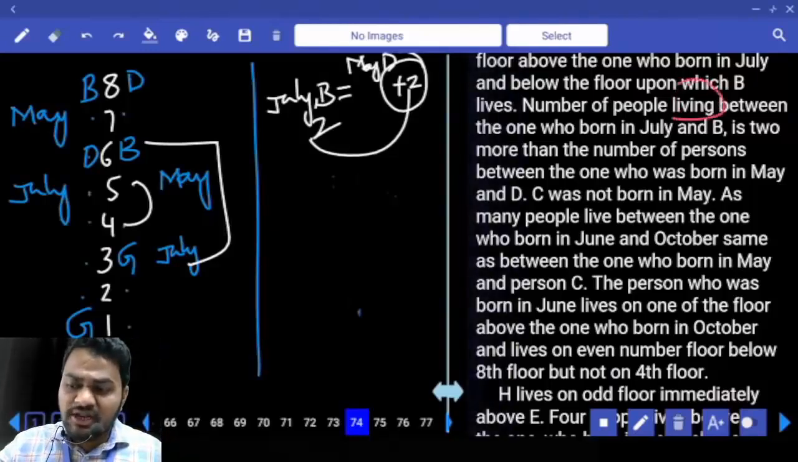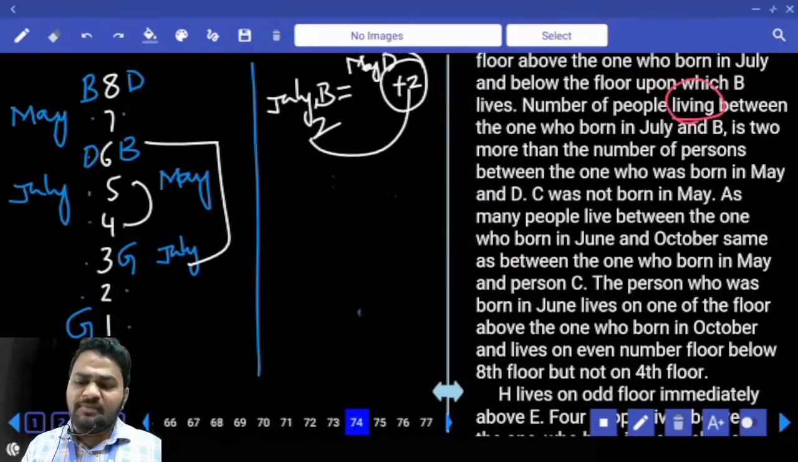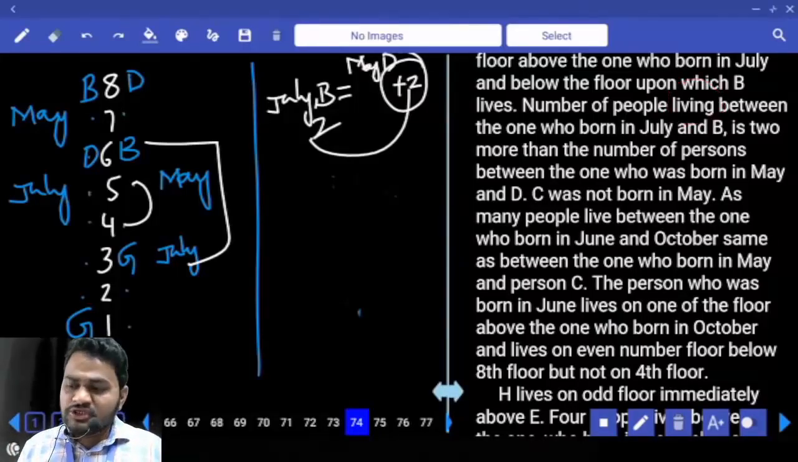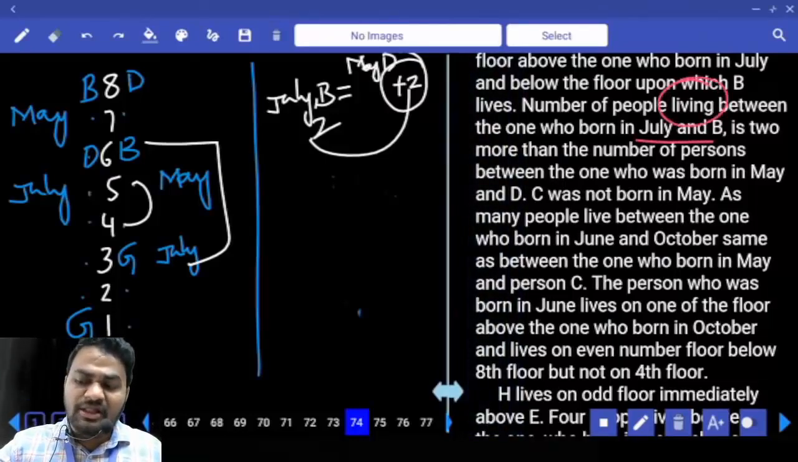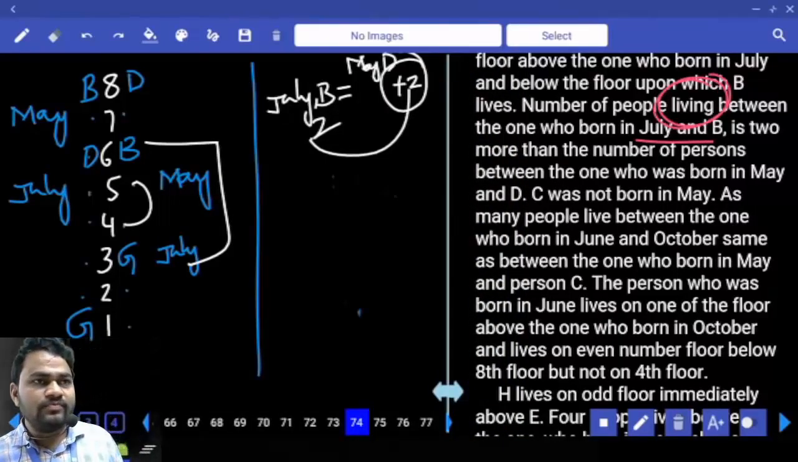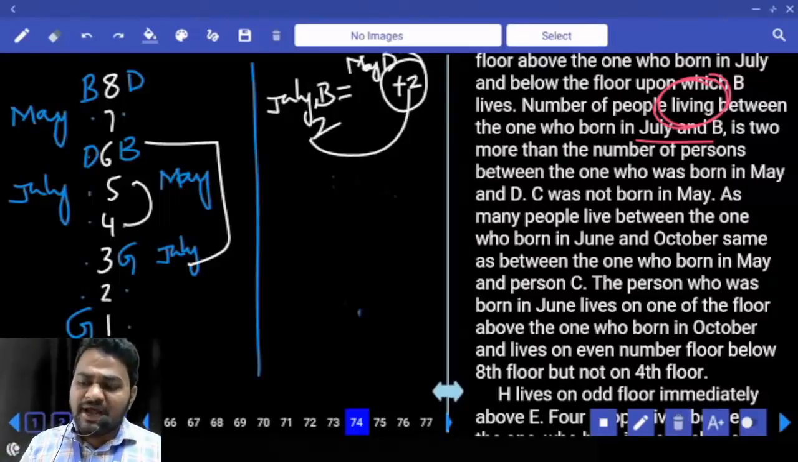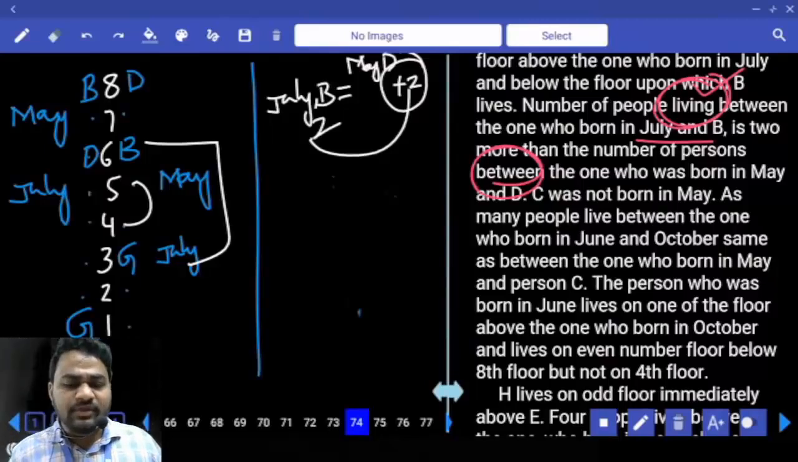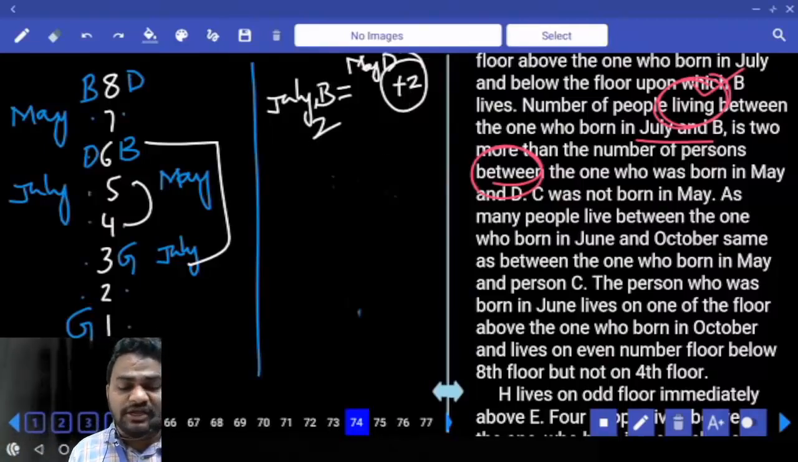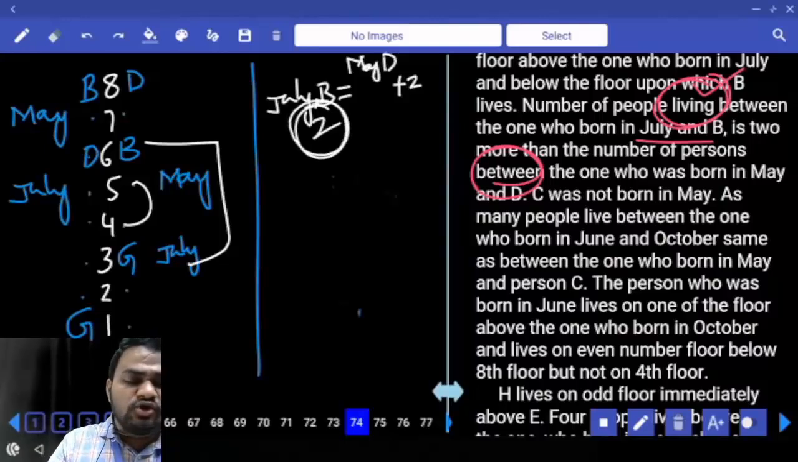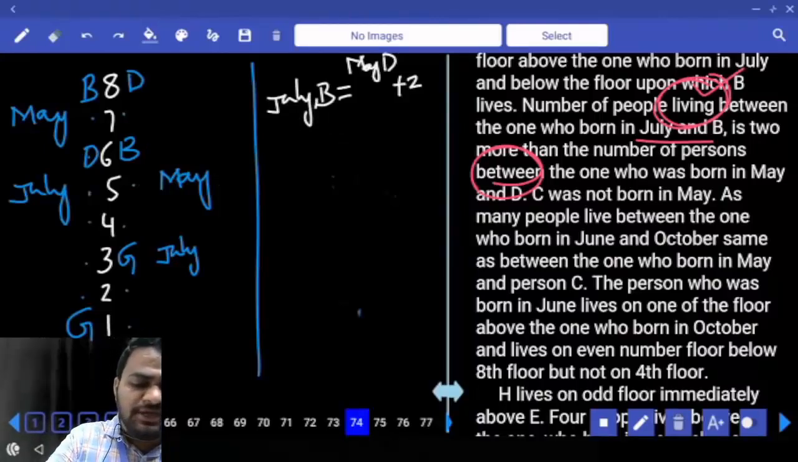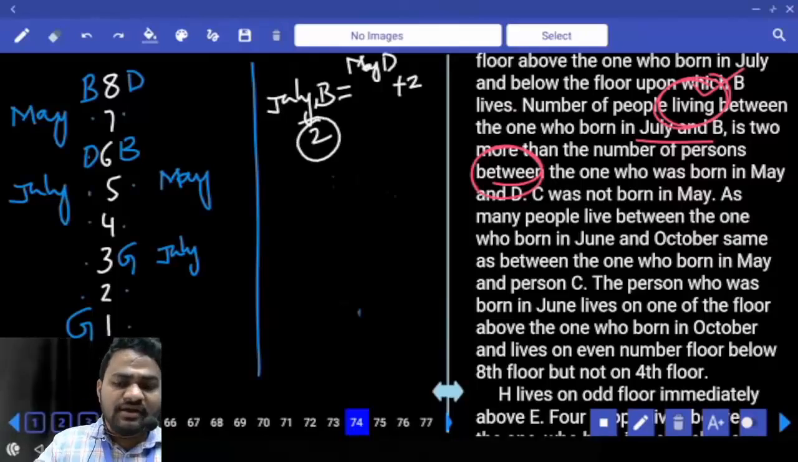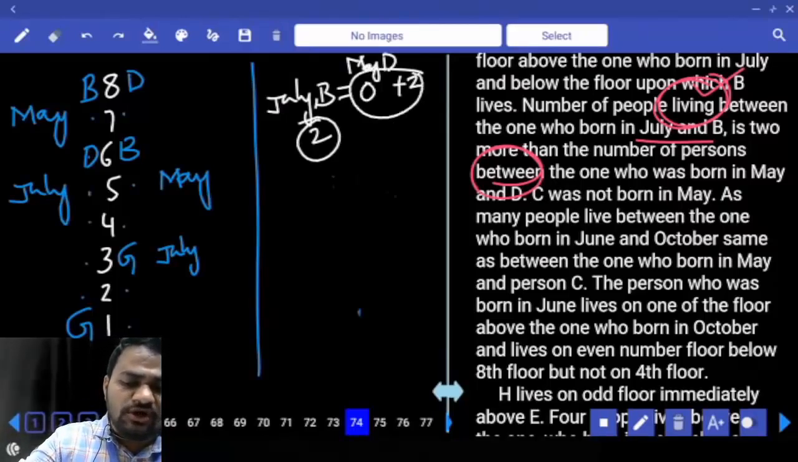They are talking about living itself. Number of people living between July and B is 2 more than persons between the one who born in May and D. So the number of persons living between July and B is 2 more than the number of persons living between May and D. So on the right hand side, possibility according to this condition, as there are 2 persons between July and B in both the possibilities, then 0 plus 2 is only you are getting 2.